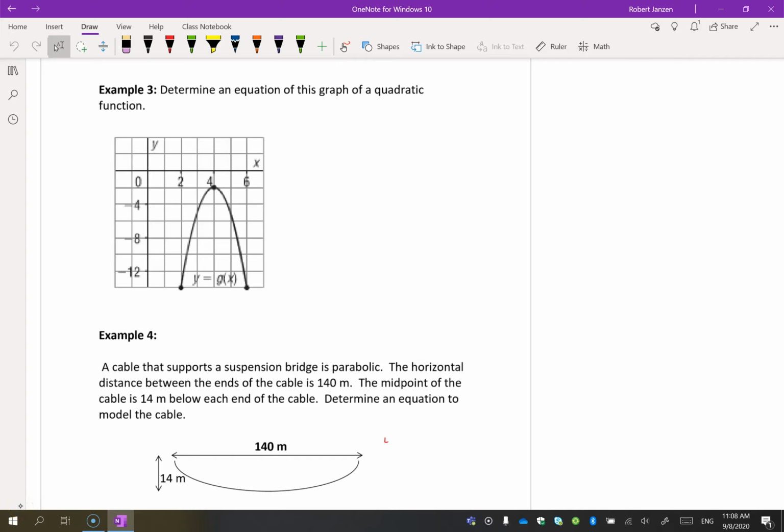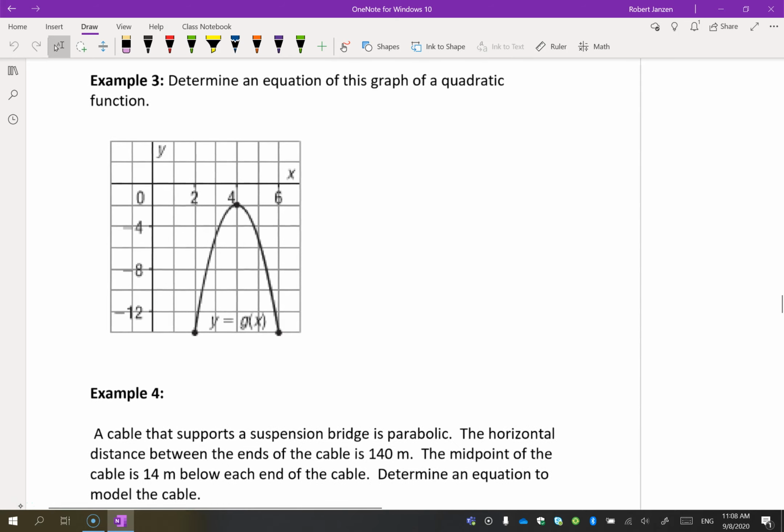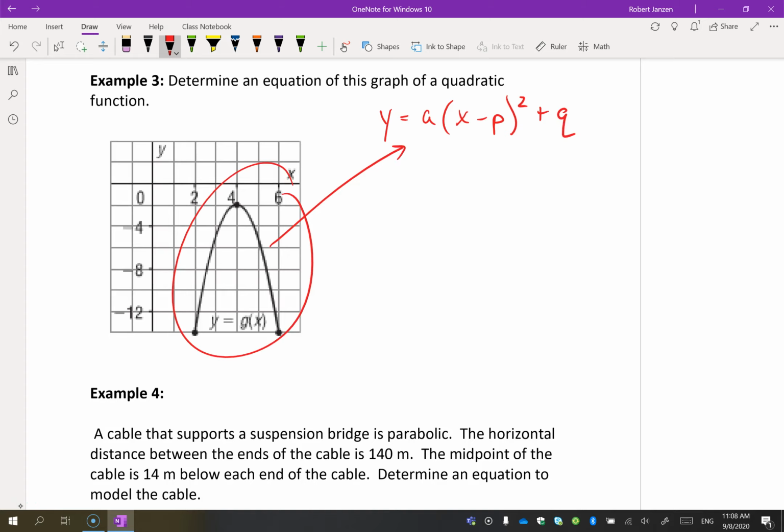I told you in the last lesson that I would do these last two examples on an extra video, so let's quickly take a look at these. So it says determine the equation. In other words, find the equation of this graph. So what I would do, and most of the time you're going to use this equation, I want to try to make this graph fit this equation. Okay, so how am I going to do that?